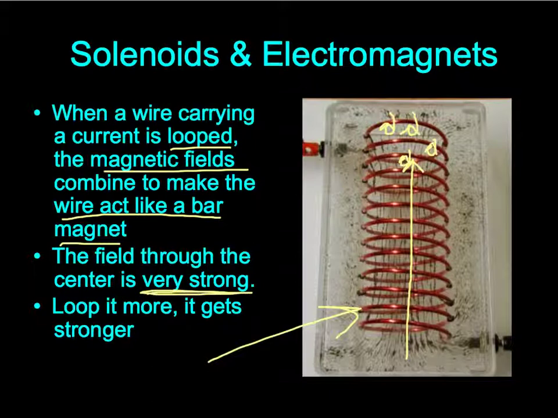So the magnets that are produced by running a current through here, which we call electromagnets, are very, very strong magnets. The more loops you have, the stronger the magnet is. So if we tightened up our coils and had more coils, that would make a stronger magnet than when they're spread out.